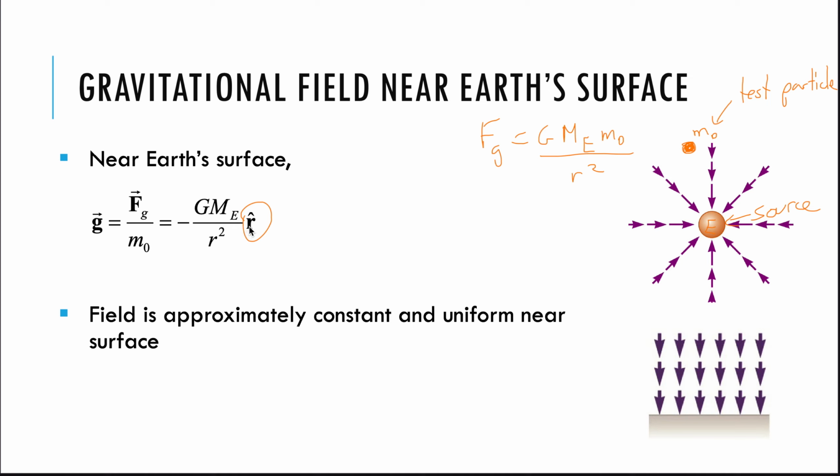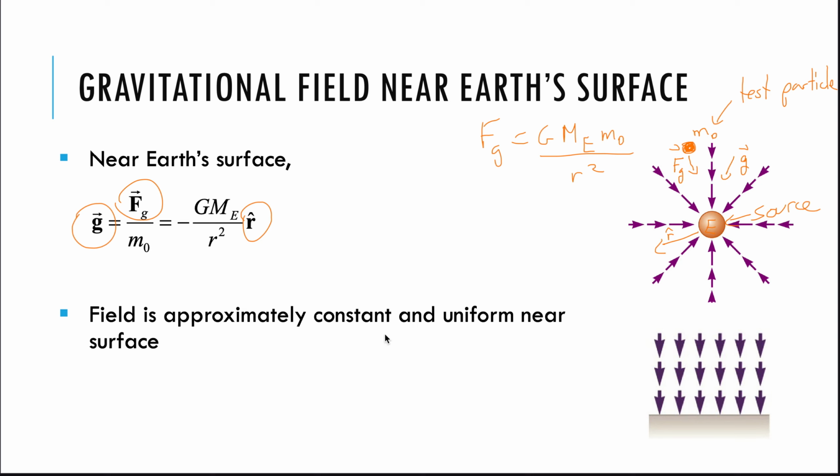r hat, where r hat is a unit vector that points away from the source. Since we know that the mass here is going to experience a force towards the source, the Fg is towards the source, which means that the field must be in the same direction as the force. So we know that this gravitational field is directed towards the source. That's why we have a negative sign, just to show that it does point towards the source.